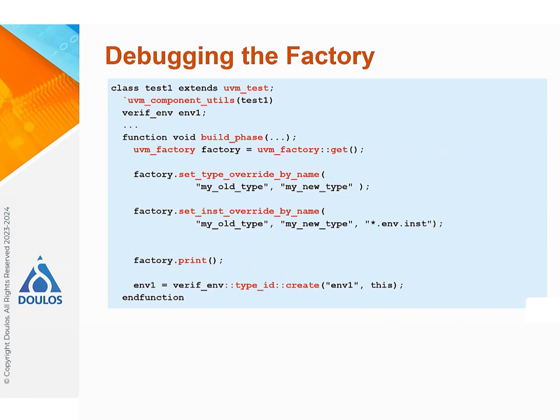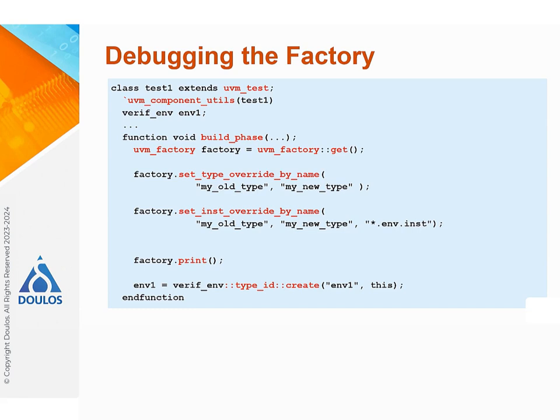We saw that the print topology method was really useful at printing out the different components in our environment and showing us what the structure is of our test bench. But as we start to use the factory to swap in different components, perhaps we want to swap out different agents, maybe we want to even swap out different types of transaction objects. So we want to have an error injection transaction instead of the regular type of transaction. As we start to use the factory and override the different types, we may need something more than just print topology.